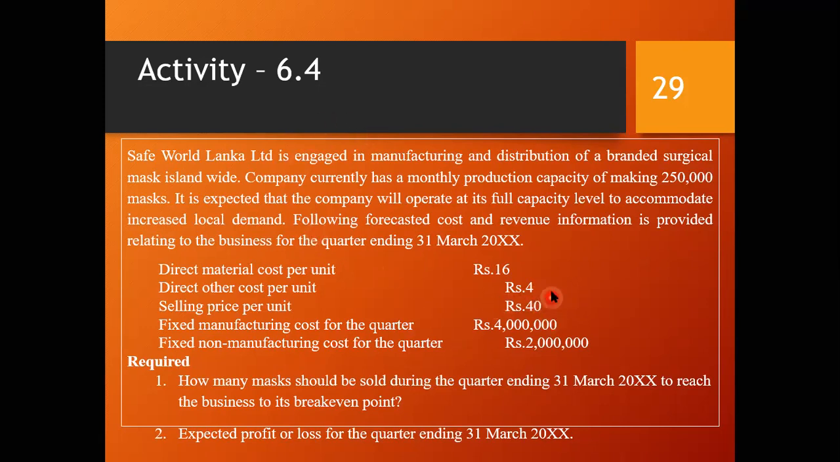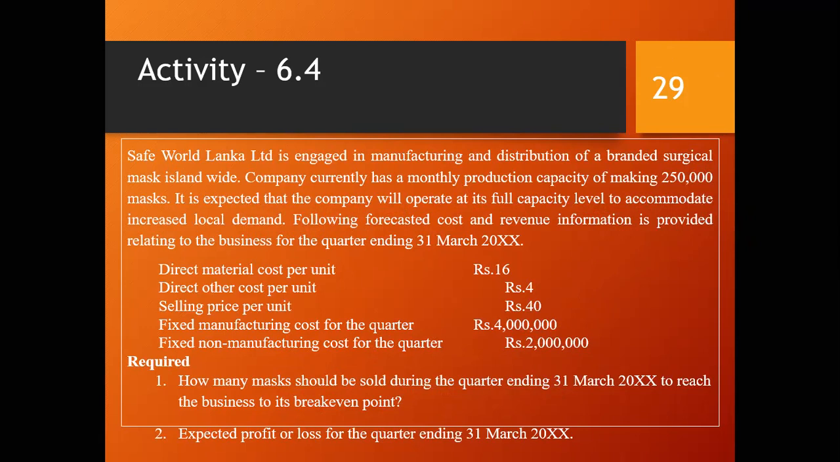And the company has a current monthly production capacity. Monthly, right? Remember, 250,000, that is monthly. It is expected that the company will operate at its full capacity. Now you need to work out how many masks should be sold during the quarter. So these costs are for the quarter. Then you can quickly take the contribution margin and tell me the answer.